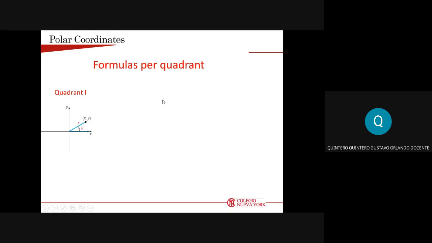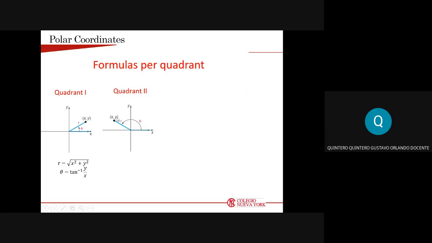Now, take a look at this. That correction happens for some angles, and for some others, the correction doesn't happen. These are the formulas per quadrant. If the point is in quadrant 1, then these are the formulas. The distance is the same. The theta is without correction. That is the formula for theta, without adding anything. That is only for quadrant 1, when the point is in the first quadrant, which is why it is important to plot the point first. If you don't plot the point first, but jump into the formulas, there might be a mistake. So you need to plot the point first.